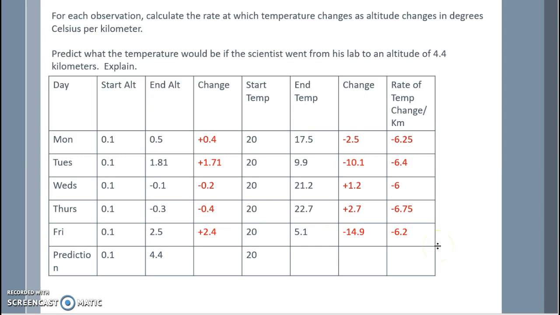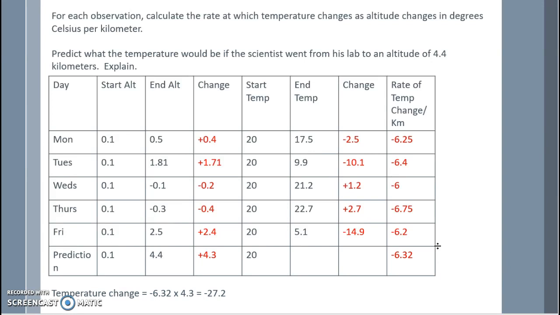Our prediction, if an altitude of 4.4 kilometers, and explain. So our starting altitude has been the same and our altitude of 4 and 4/10 is listed. So its change would be to add 4 and 3/10 of a change. So now we can identify what the average rate of change is for the temperature. So we can add them all up and divide by 5 because that's how many there are. So the rate of change per kilometer average is -6 and 32 hundredths.